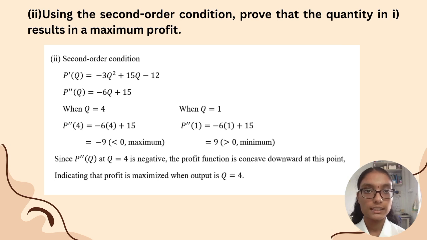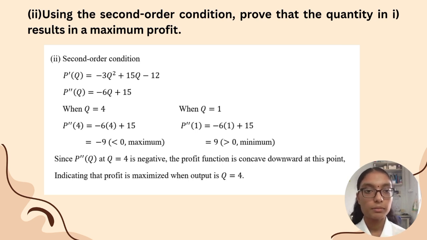Now we have to test the critical points. We have two critical points, which are Q equal to 4 and Q equal to 1. For Q equal to 4, when we substitute this into our second derivative, we get negative 9. Since this value is less than 0, which is negative, it confirms the function is concave downward at this point, also known as maximum profit. For Q equal to 1, when we substitute in the second derivative function, we get positive 9. Since this is greater than 0, which is positive, the function is concave upward, indicating a minimum profit.